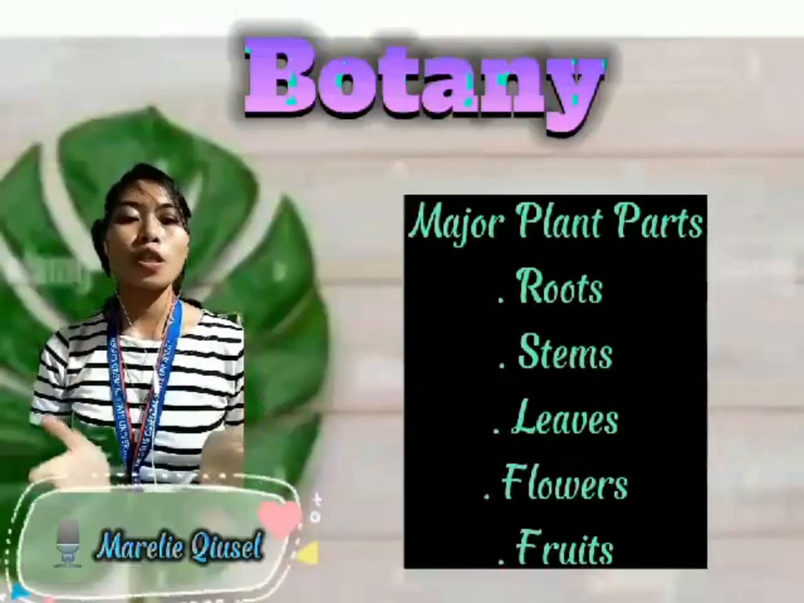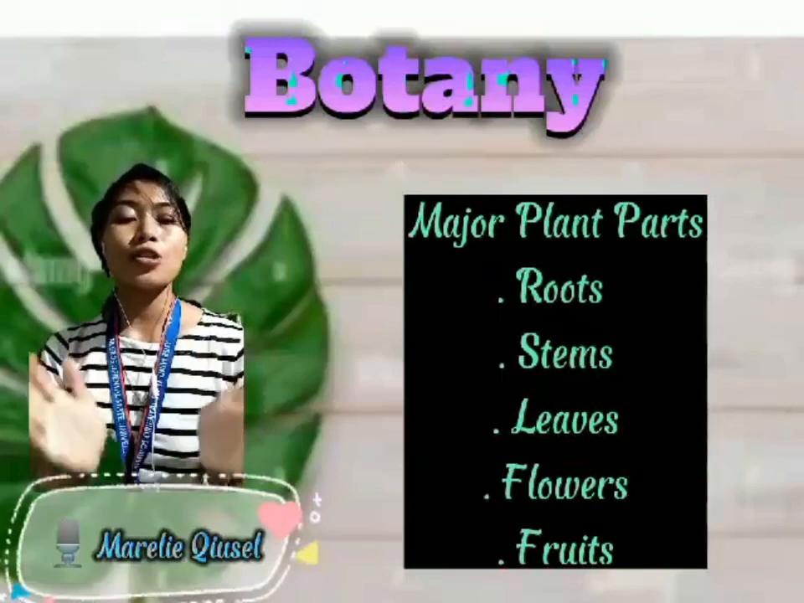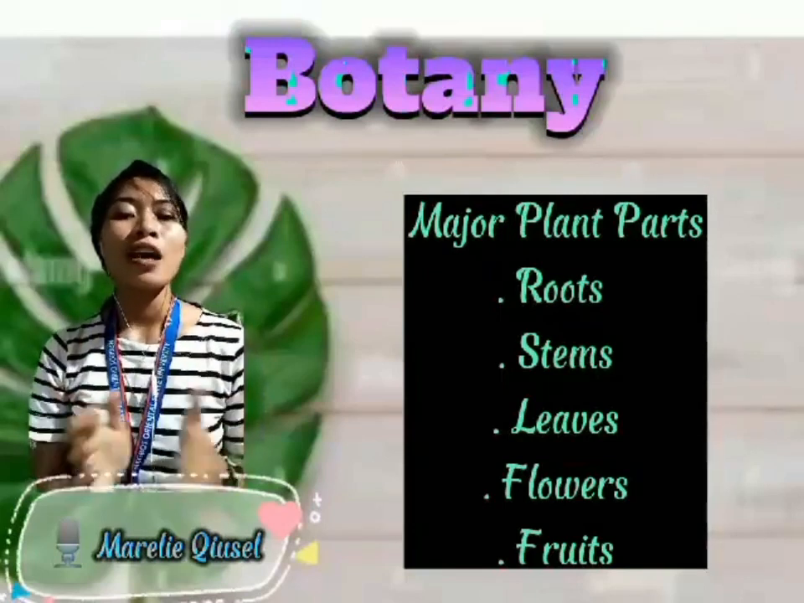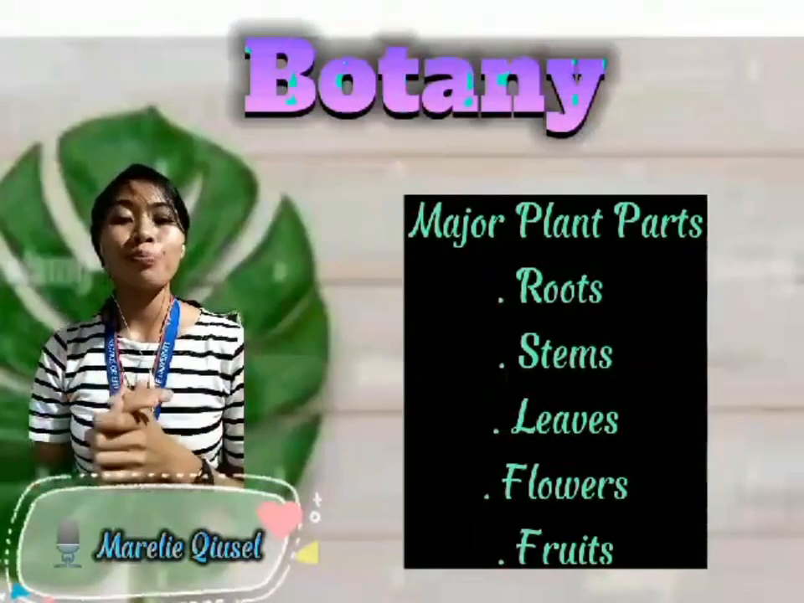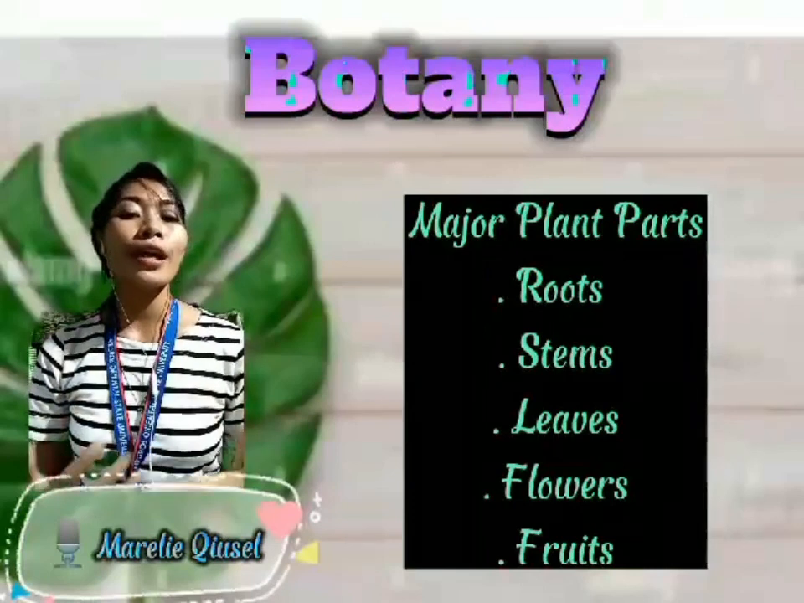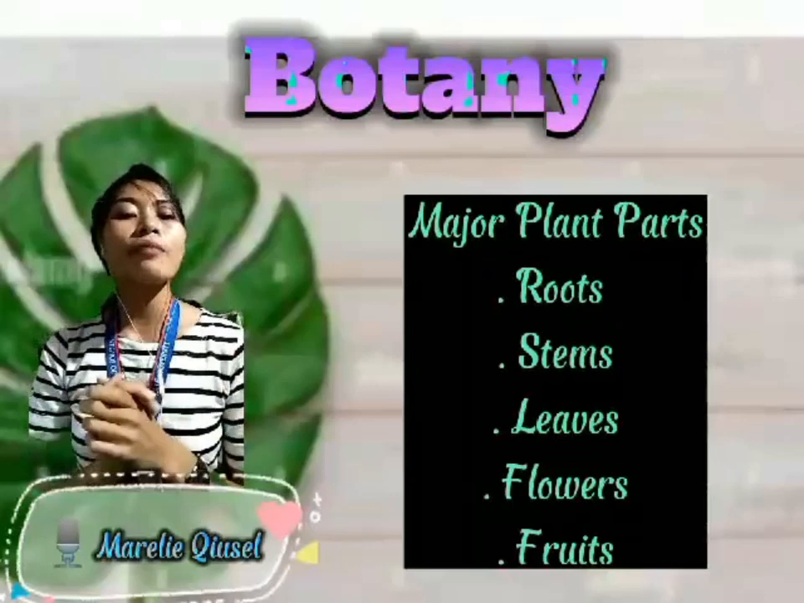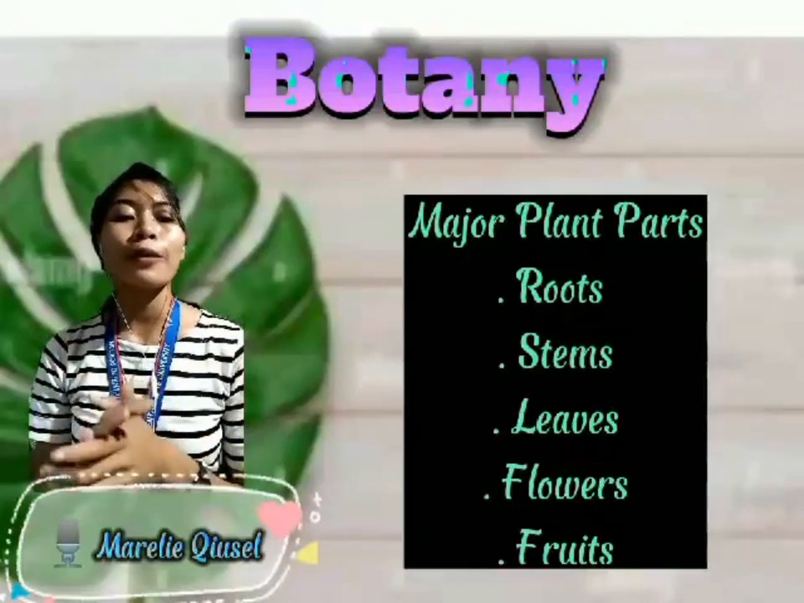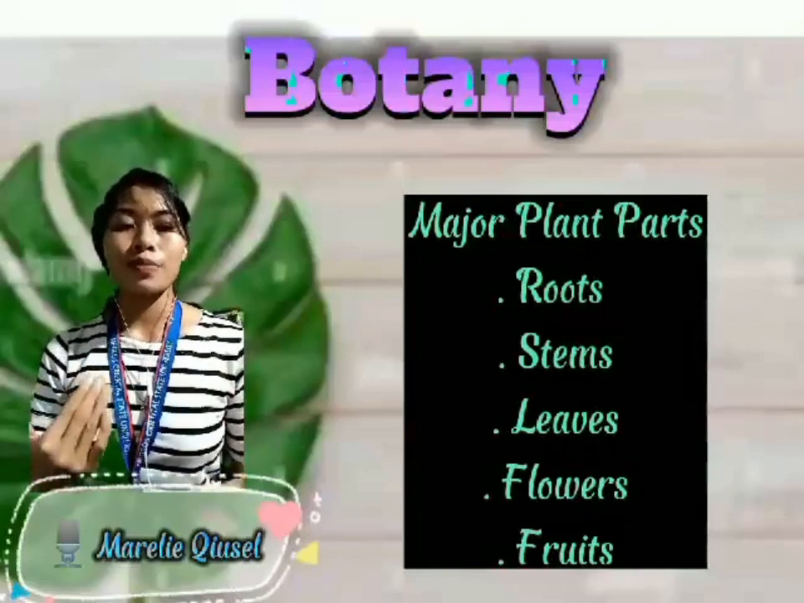Stems are responsible for the structure of the plant, providing strength and support to buds, flowers, leaves, and fruits, storing food mainly in the form of starch, transporting food, water, and minerals to all parts of the plant body, and developing new plants from the stem of the old plant. The next is the leaves.